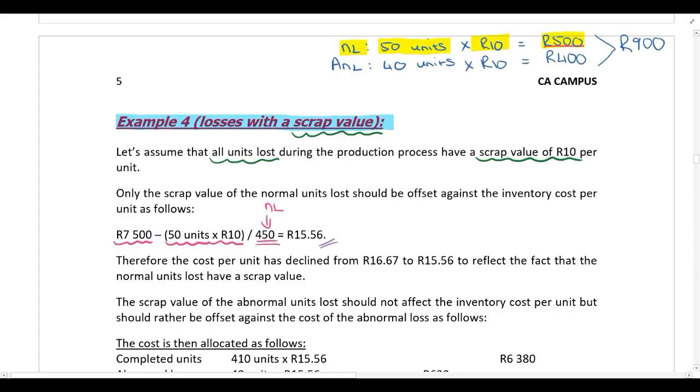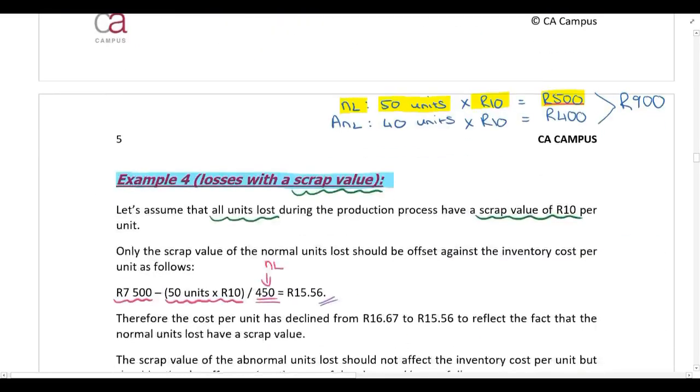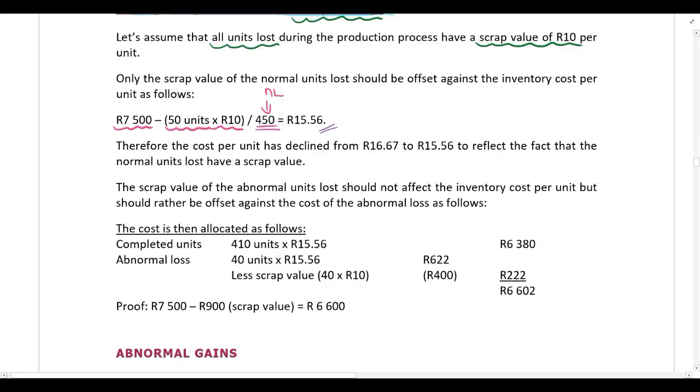So obviously in the last example, my inventory cost per unit was 16 Rand 67. It was higher. Now my inventory cost per unit is going to be lower because the units have been sold for a scrap value. The company had some income from those units, which reduced the cost. However, when we worked out this inventory cost per unit, we only took the normal loss into account.